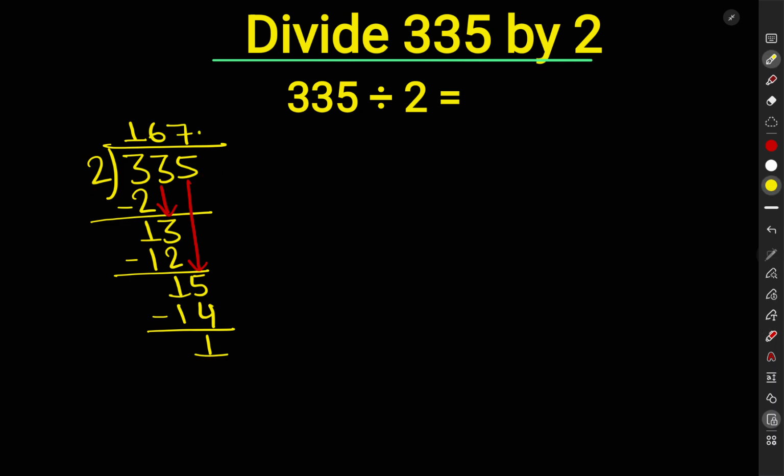So we put here decimal so that we take 0. So now it became 10 and 2 times 5 means 10. On subtracting we get 0. So 335 divided by 2 is 167.5.